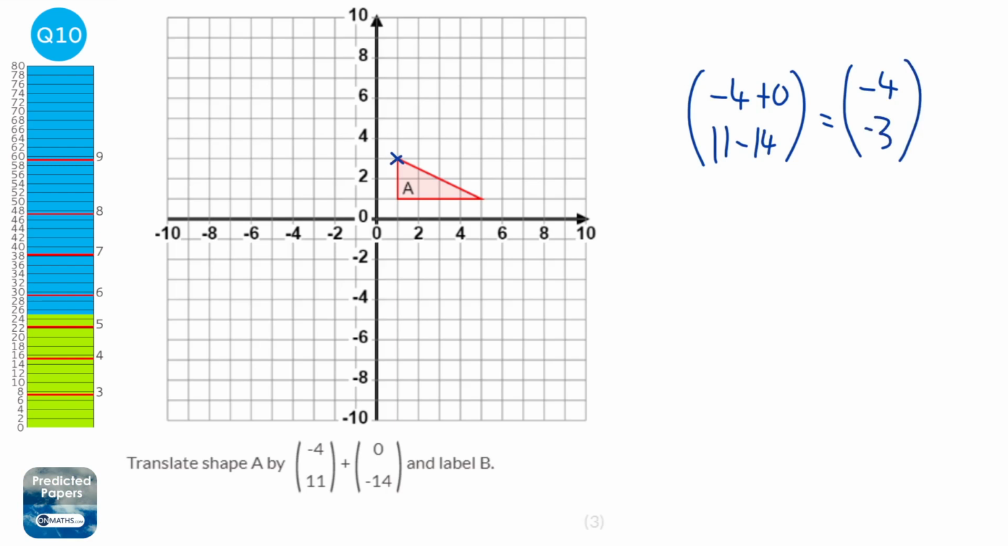Then I go pick a point on my shape, and the top one tells us how far right we're going. So we know we're going 4 to the left because it's a negative. So we're going to go 1, 2, 3, 4. The bottom one tells us how far up we're going. Well, it's going to be down because it's a minus 3. So 1, 2, 3. And we can do that for each of the other points. And when we've done that, we can join them all up with straight lines and label the new shape B.